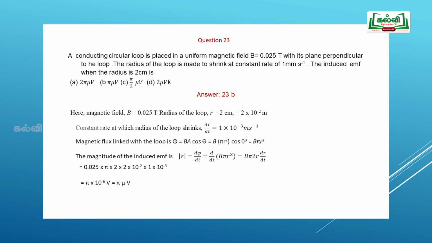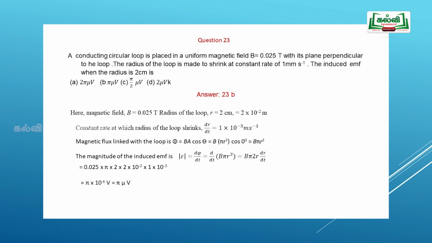Then question number 23. A conducting circular loop is placed in a uniform magnetic field, plane perpendicular to the loop. R is shrinking, so dr by dt is given. Starting from the beginning, flux is BA cos theta, cos 0 is 1, so BA, B pi r square. You have phi. What do you want? EMF, xi, is d phi by dt. D by dt of B pi r square: differentiate pi r square, since r is a variable, 2 pi r dr by dt.